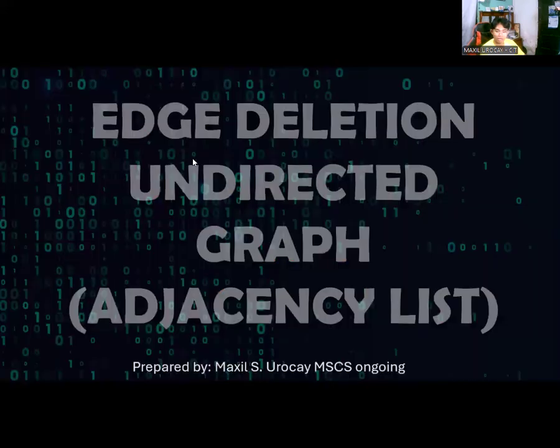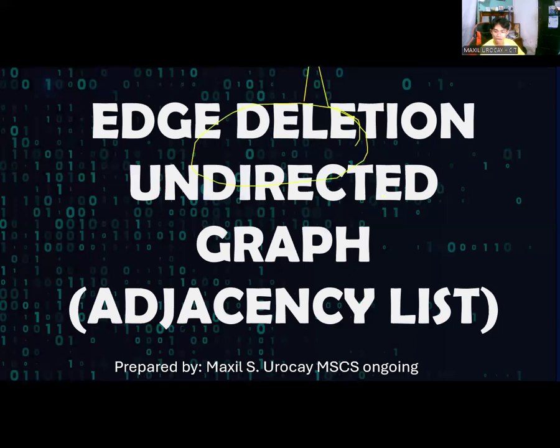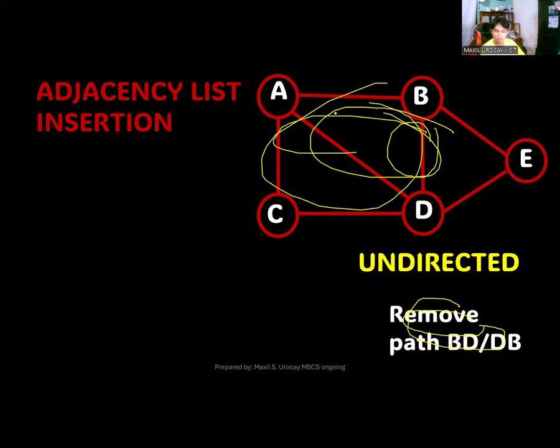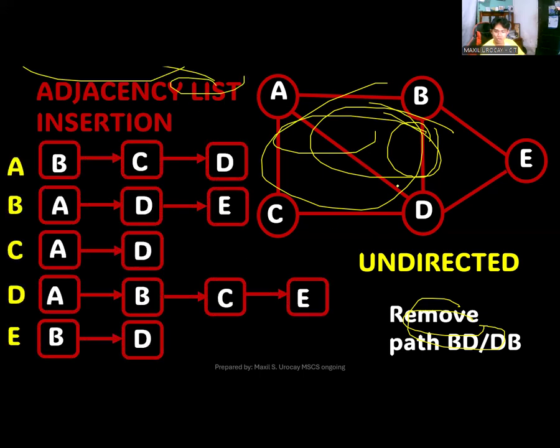So let's figure out how edge deletion works in an undirected graph using the adjacency list. Suppose you have a graph from A to E and you want to remove the path directly from B to D. If that path exists, you will just remove it from your graph. And of course, make sure you also get the adjacency list for this one. If you don't know the adjacency list structure, that was also in the previous video. And this is the adjacency list of this particular graph.